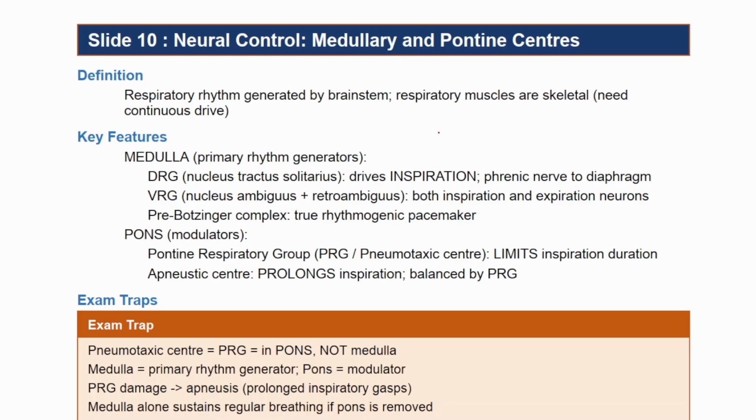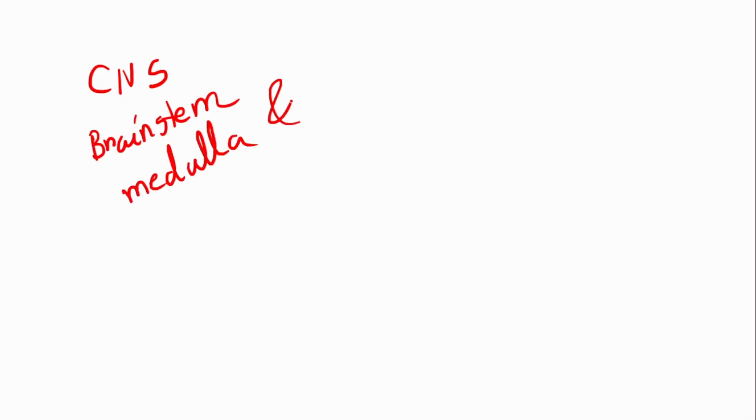Now let's map out the neural architecture. That means neural control governing the respiratory system completely from scratch. Unlike cardiac muscle, which possesses intrinsic myogenic automaticity, the muscles that drive breathing are entirely skeletal. Your diaphragm, intercostal, and accessory muscles require a continuous rhythmic neural drive from the central nervous system, CNS, to contract. This rhythmic electrical command is generated and modulated within the brainstem, especially across the medulla and pons.